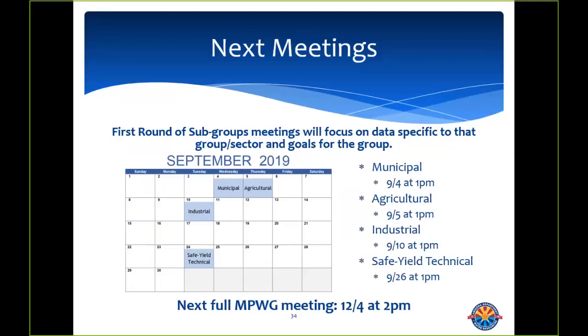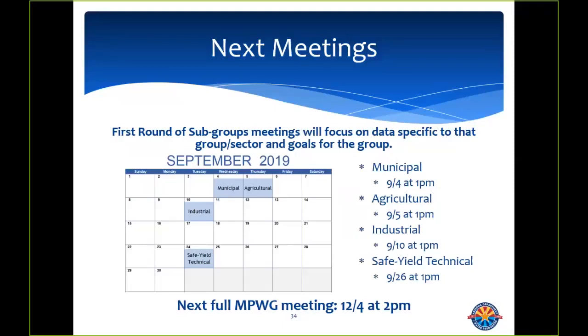Do we have Natalie? I just want to make sure that I understand. The meetings in September are the first round of subgroup meetings, and then you have a meeting in December. Correct. Are these subgroups going to meet again, or are you intending that there's going to be one meeting and then the department's going to come to some conclusions from that?